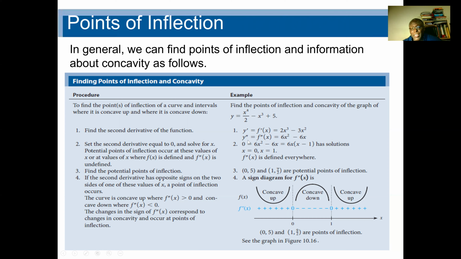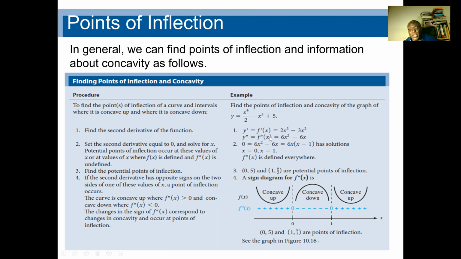Now I'm going to take the second derivative. I have 2x cubed, so it will be 3 times 2, and 3 minus 1, so we get 6x squared. Then here it will be 3 times 2, 6, and 2 minus 1 is 1, so it will be x. So now I got my second derivative.